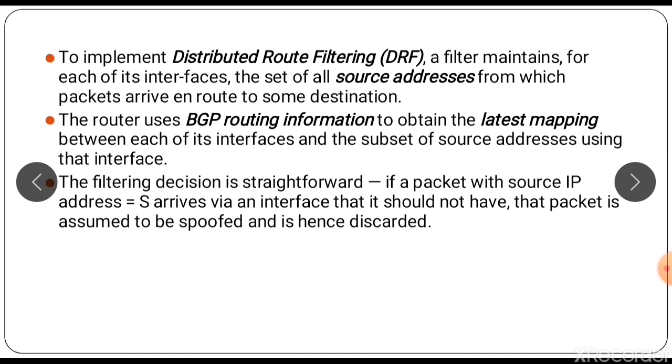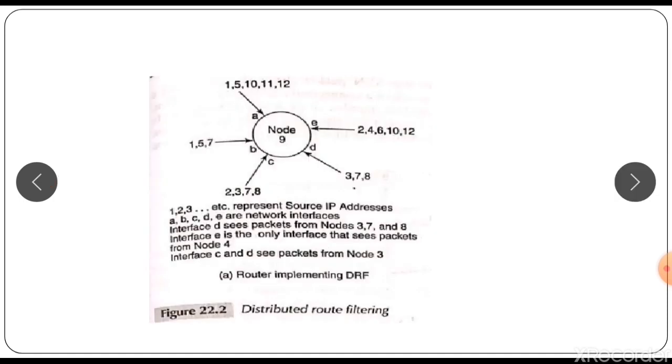A filtering decision is very straightforward here. If a packet with a source IP address arrives via an interface that it should not have, the packet is assumed to be spoofed and hence it is discarded. To understand this, consider this particular example. This is a router implementing distributed route filtering, DRF. Each of its interfaces is marked with the source addresses that use that interface en route to some destination.